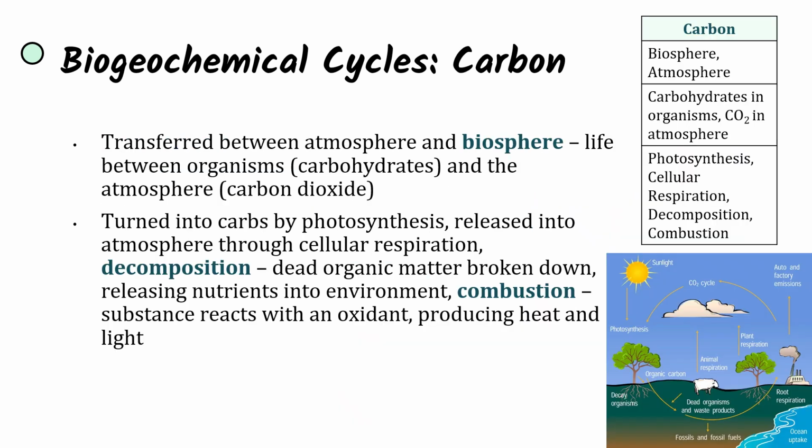Moving on to the carbon cycle. Carbon is going to be transferred between the atmosphere and biosphere, so between the air and all of the molecules within that, and the biosphere, so life. It's going to be transferring within life between organisms and also within the atmosphere, changing from carbohydrates to carbon dioxide. Carbon dioxide will be turned into carbohydrates through photosynthesis, through the light-dependent and light-independent reactions, and then it'll be released into the atmosphere again through cellular respiration. And so this cycle will continue from photosynthesis and respiration, acting as the inputs and outputs for each other.